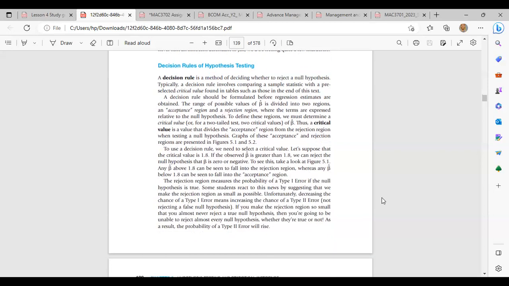So how do we come up with these decision rules? We have what we call a critical value. A critical value would be like the 50% pass mark, where we run our conclusion and say if this goes beyond 50%, then the student has passed. If it goes below, then the student has failed.